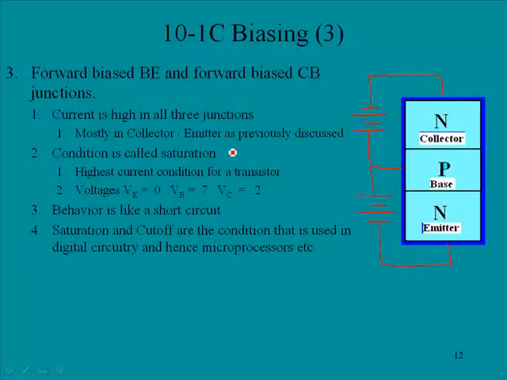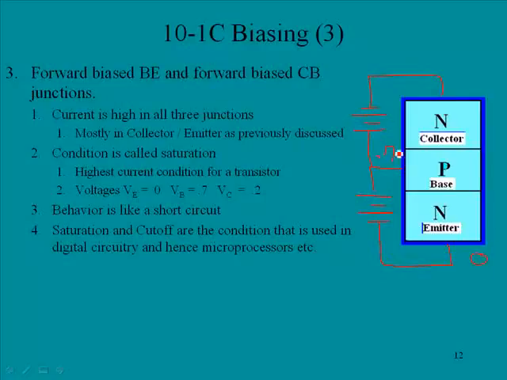The opposite of this would be cutoff. With cutoff, both junctions are reverse biased, and so we have essentially zero current. In saturation, we have maximum current. This represents the highest current condition for a transistor, and representative voltages, often you might see 0 volts on the emitter.